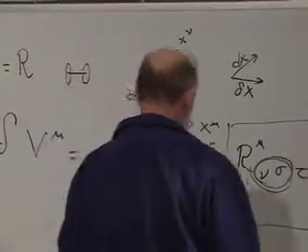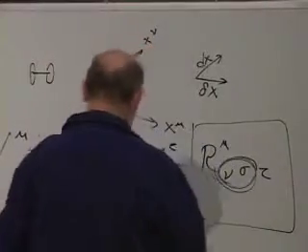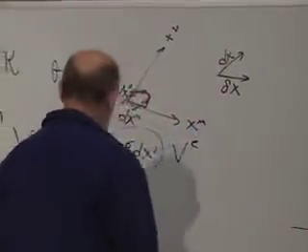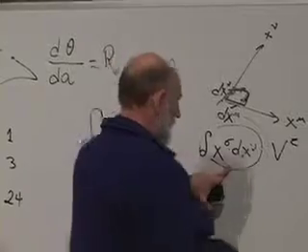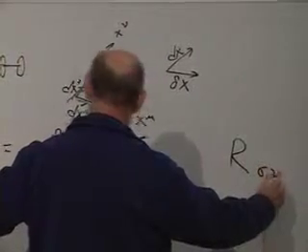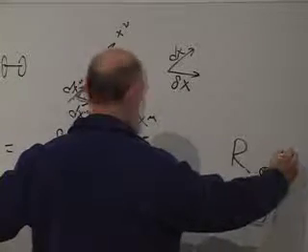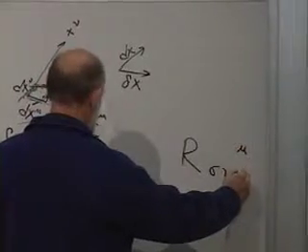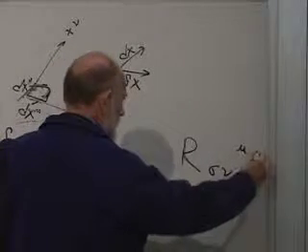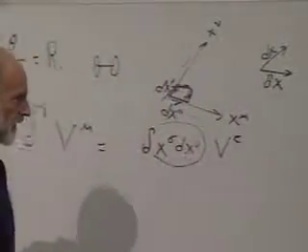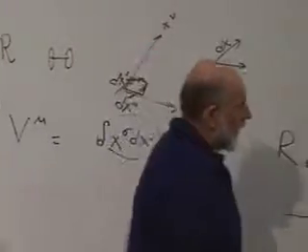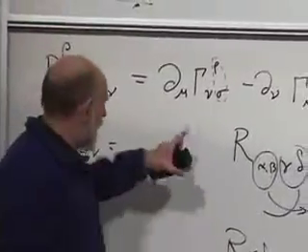I think I made a mistake. This does not look right to me. Let me correct it. Yeah, I think this should be R sigma nu mu tau. I think I have a misprint, a typo in my notes, because you are right that this is clear. Yeah, it's quite clear.